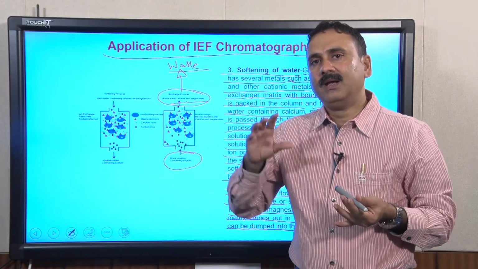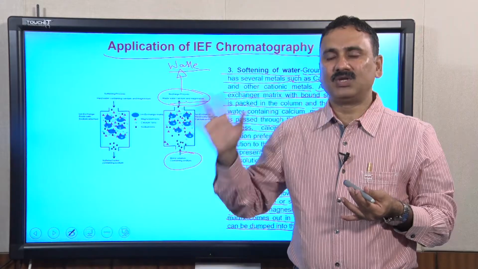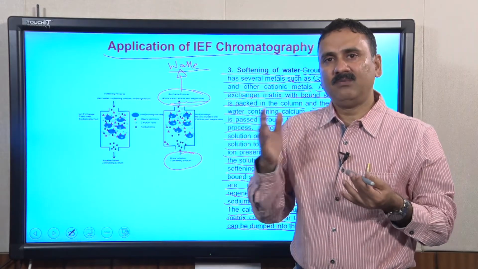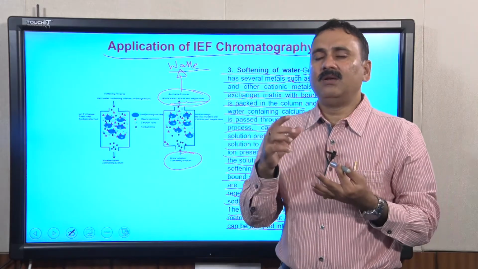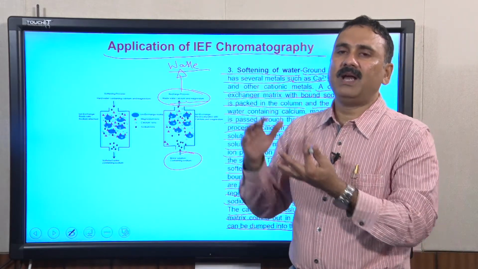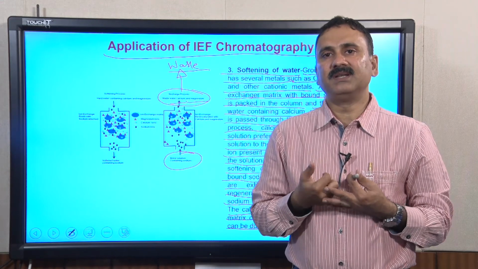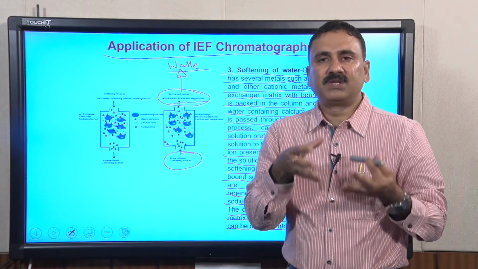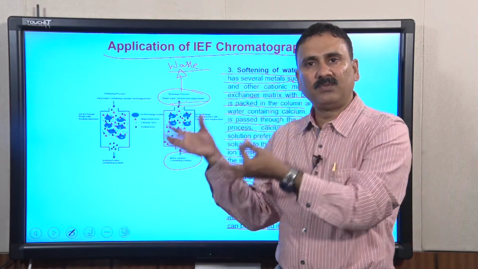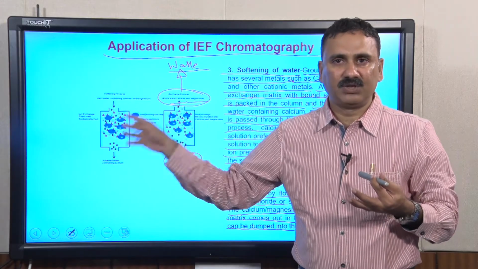And once the column is getting choked, or once the column is getting saturated and it does not have any more sodium available for making an exchange, then what you do is you flow a very high concentration of sodium, and that is going to regenerate these cartridges, and the bead-bound calcium and magnesium will come out from the cartridge, and that can be stored and dumped into a sewage.